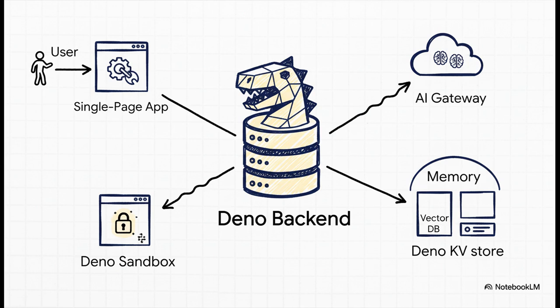And here's the key. That script runs inside a super secure Deno sandbox, totally walled off from everything else. The script does its thing, calls whatever tools it needs, and then sends just a small final summary back to the model. The model uses that summary to craft the perfect answer and sends it back to the user. It's this beautiful, secure, and seriously powerful loop.